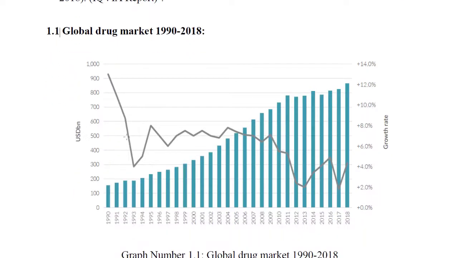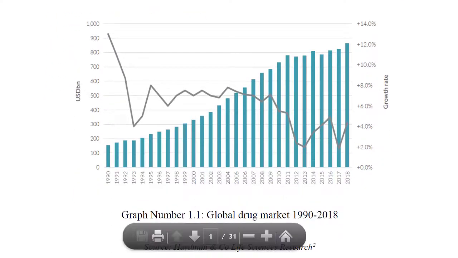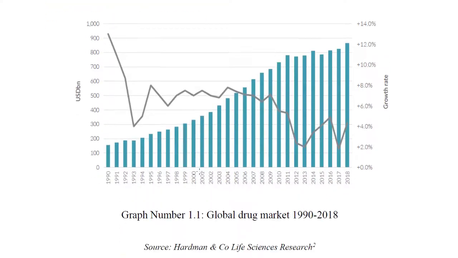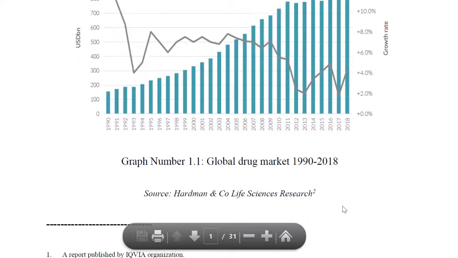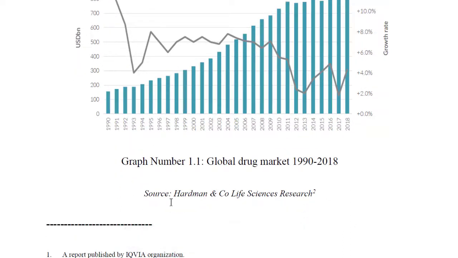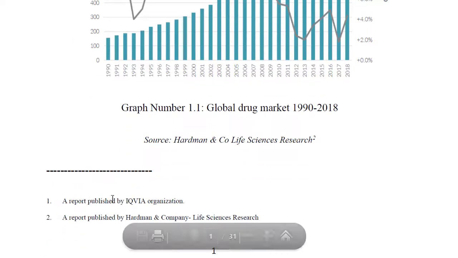So if you could look at this graph shows the global drug market since 2019 to 2018, and also the source of this graph is given here. So if you could see, this graph has been taken from the Hardman's and Co. Life Science Research, and this I was talking about. So this is the footnote.